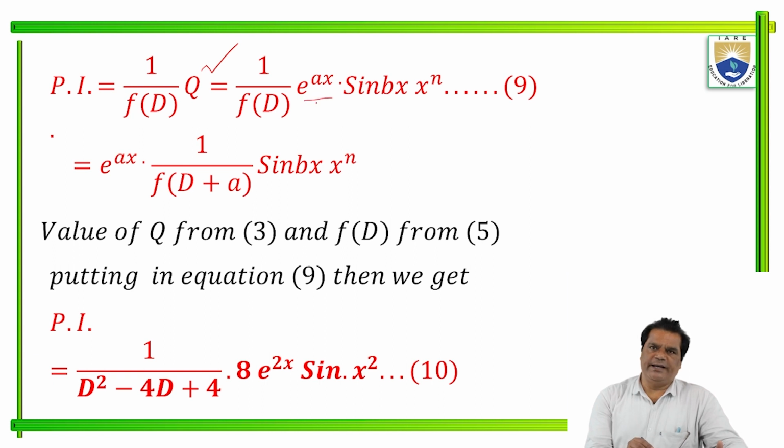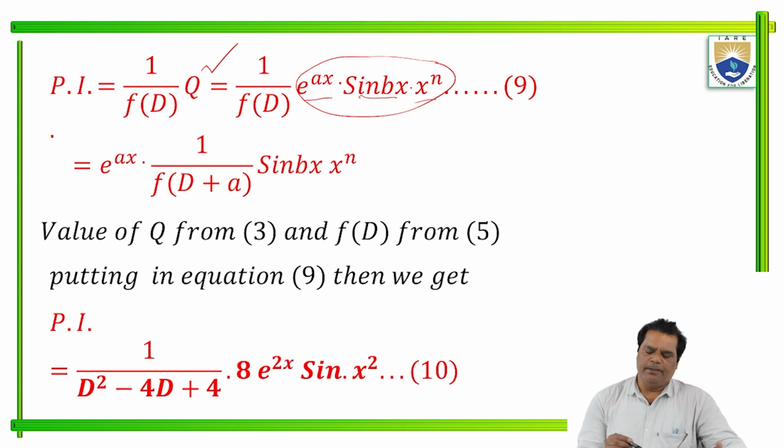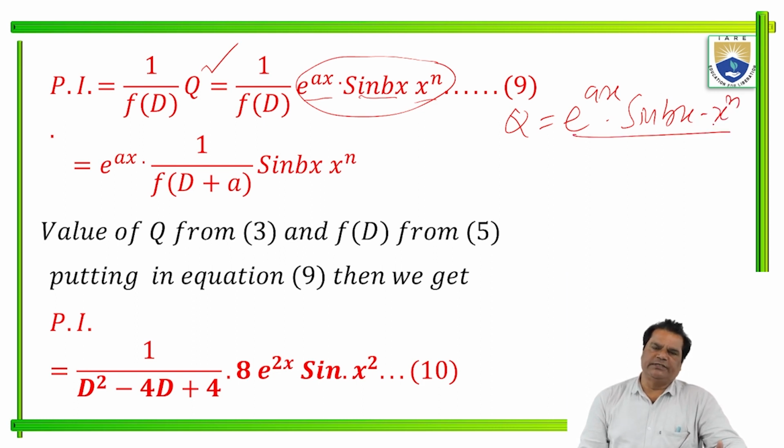Q is e to the power ax, sin bx, x to the power n. There are three functions, all multiplied in Q. Q equal to e to the power ax, sin bx into x to the power n. Three functions are there. So we have discussed last time which formula applies here. The exponential function is taken to the left side.